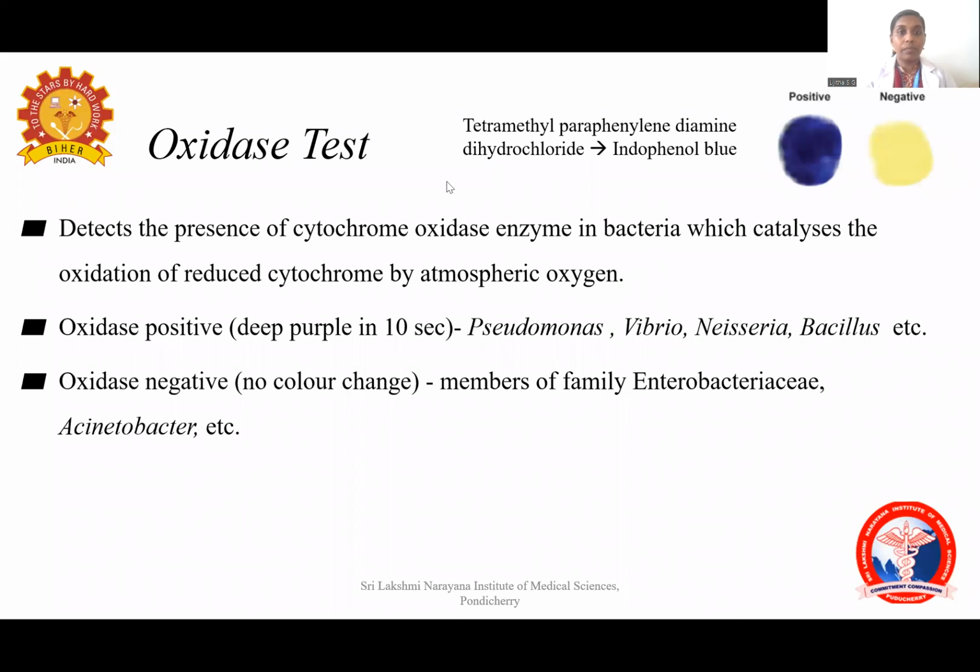The second one is the oxidase test. In this test, we are detecting the presence of the enzyme cytochrome oxidase in the bacteria. If this cytochrome oxidase enzyme is present in the bacteria, it will catalyze the oxidation of reduced cytochrome by atmospheric oxygen. So the main function of this enzyme is to catalyze the oxidation of reduced cytochrome by atmospheric oxygen.